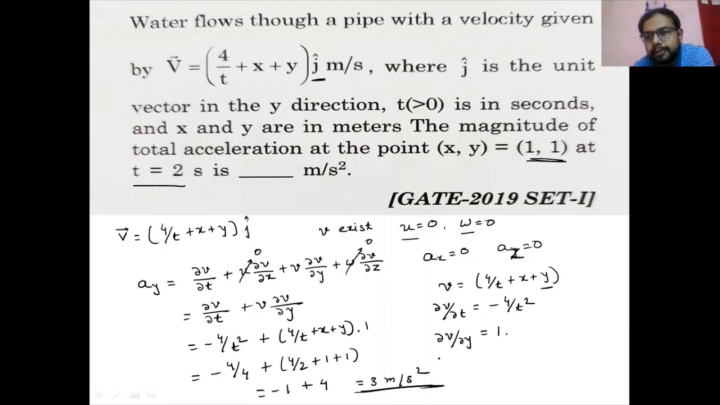This is the way we have to do the problems. That is the simple logic we are using here. If they are asking about the acceleration vector, it is only ay, because ax is 0 and az is also 0. So this is 0, this is 0, so 3j. At this point, the acceleration would be 3j. That's how we can solve this kind of problem.